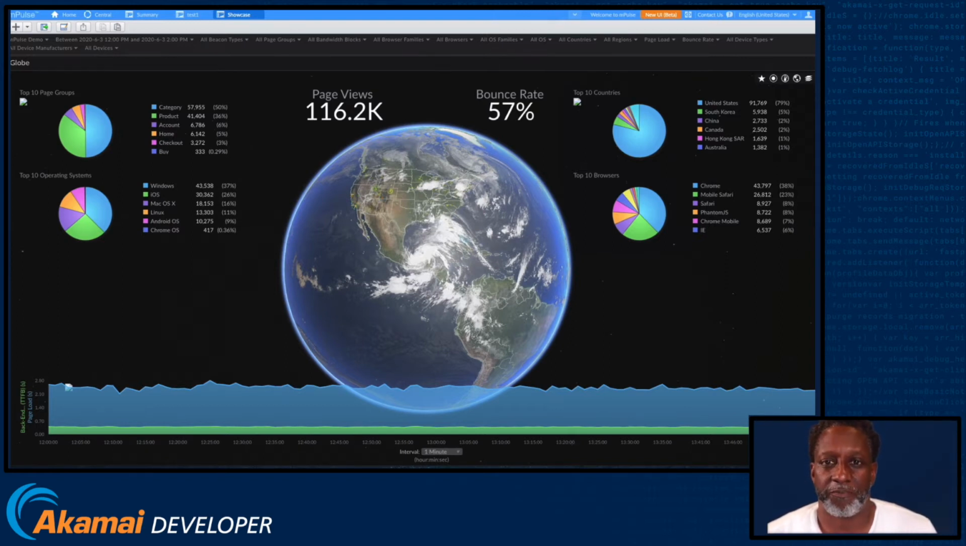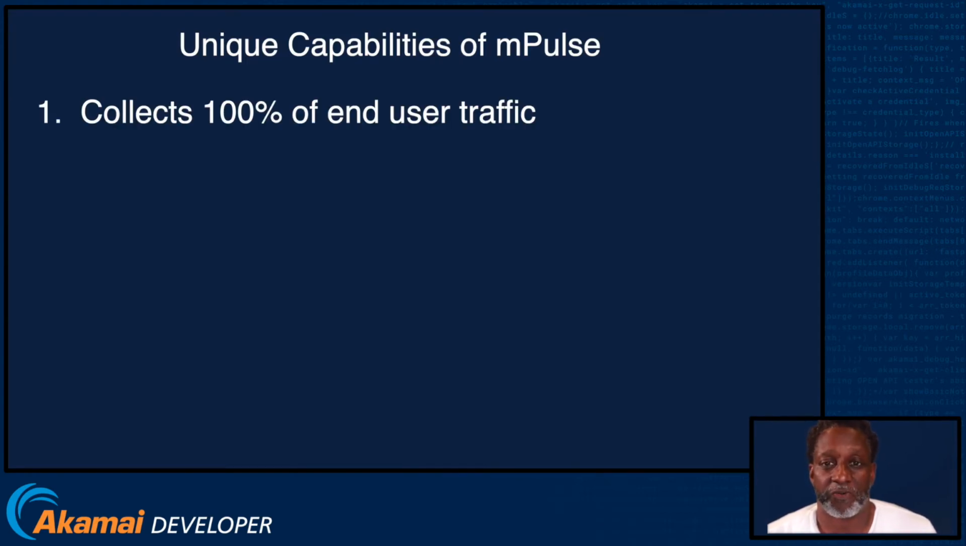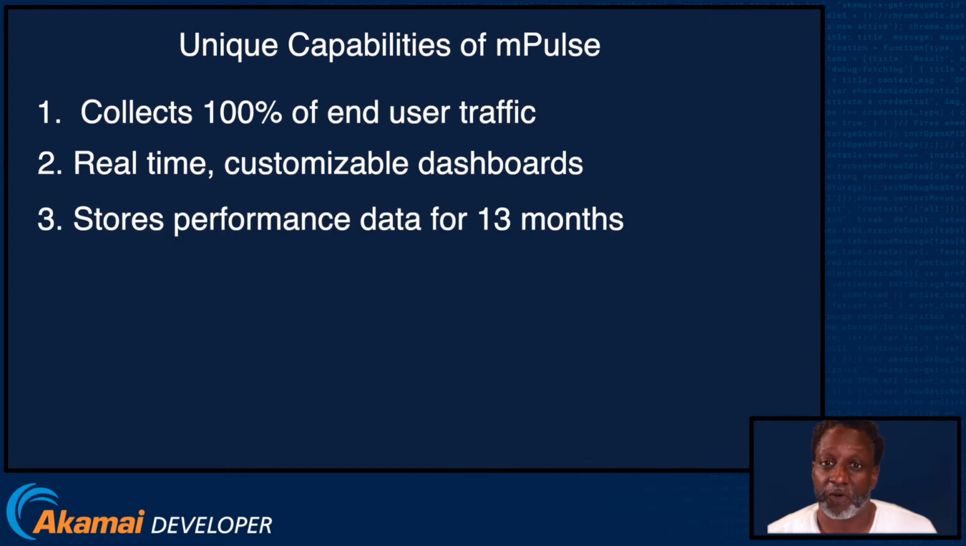There are several important capabilities of mPulse that make it unique. First of all, mPulse collects performance data from every site visitor and gives you a full real-time view of performance. Secondly, it visualizes performance data through easy-to-use and customizable dashboards. It also stores performance data at full fidelity for 13 months, allowing you to do year-over-year analysis.